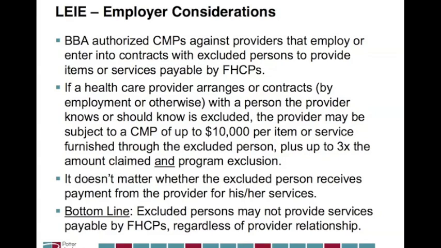And it doesn't matter whether or not the excluded person actually receives payment from the provider for his or her services. The sanctioning authority is designed to dissuade a provider entity from employing anybody on the sanction list to provide services that might be reimbursed through a federal healthcare program. It doesn't matter whether the excluded person actually receives payment for his or her services. So the bottom line is excluded persons should not provide any services that might be payable by a federal healthcare program, regardless of the relationship with the provider.